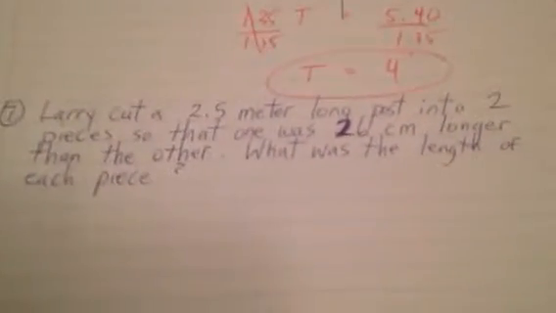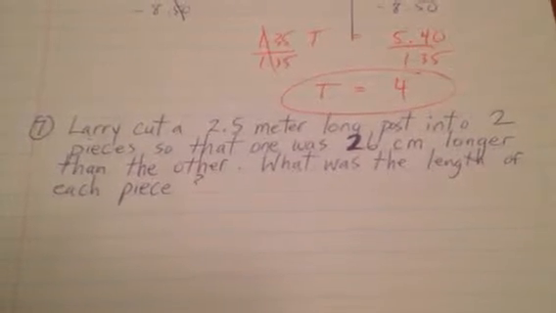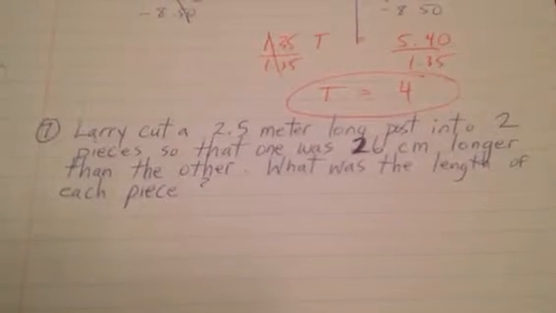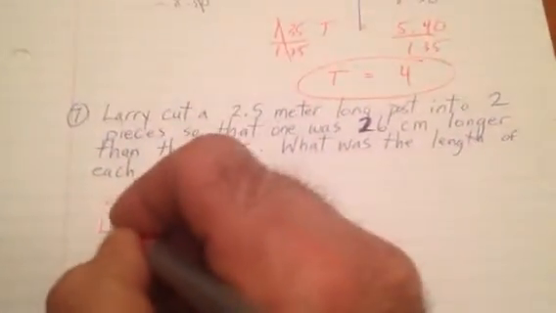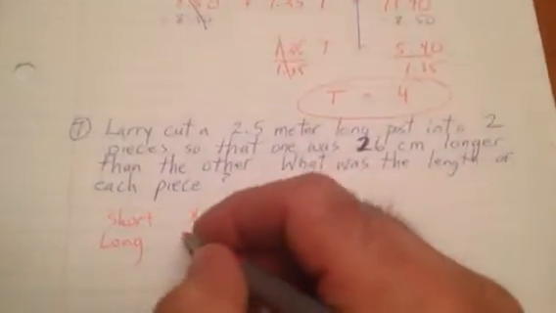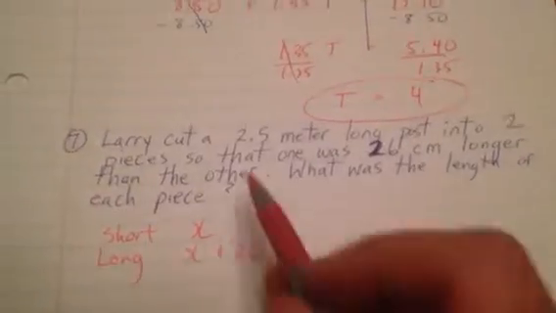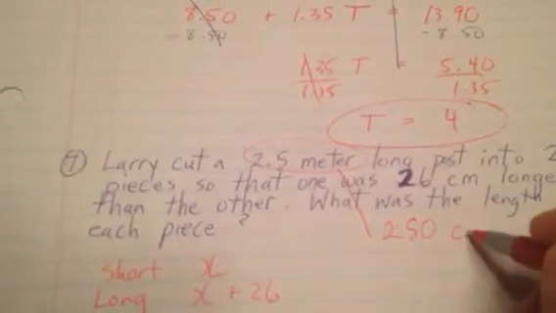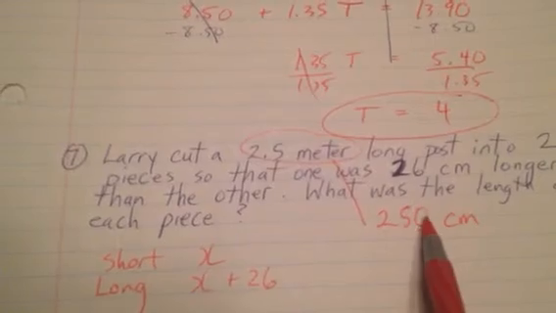Last question. Larry cut a 2.5 meter long post into 2 pieces. One was 26 centimeters longer than the other. What was the length of each piece? So we have a short piece and a long piece. The short piece is called x. The other one, which is 26 longer, is x plus 26. Both of them together are 2.5 meters. Now, we have to keep the units the same. 2.5 meters in centimeters is 250 centimeters. Because I used centimeters here, I've got to keep it here.